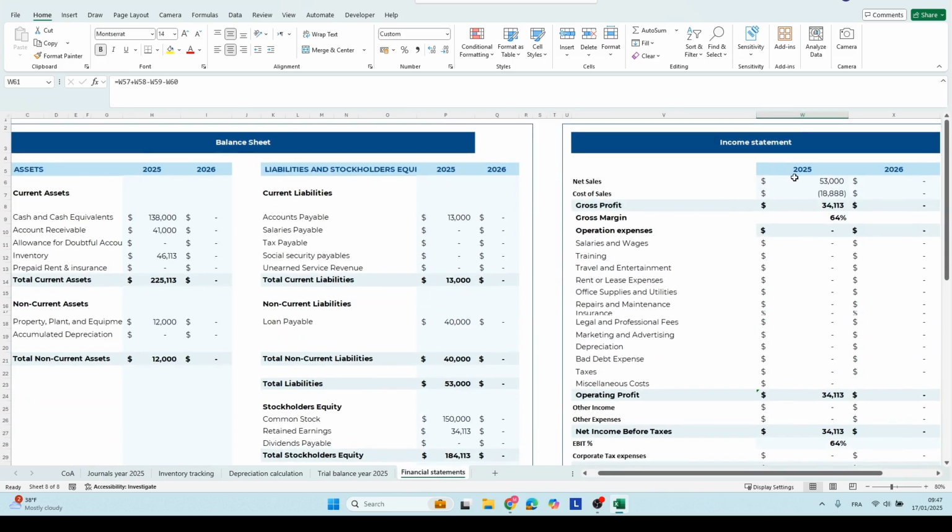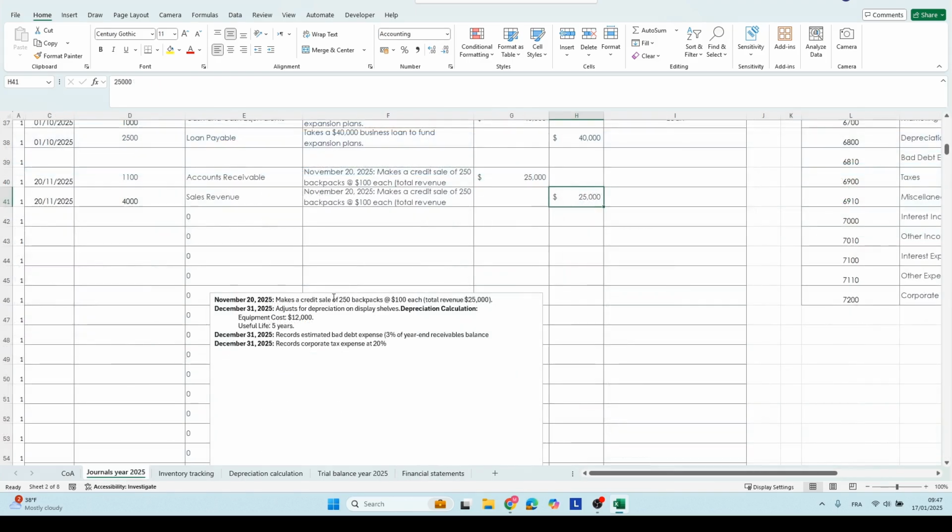You see our net sales increased, and you see that we have a gross margin of 64%, which is very high. The reason behind this is that we haven't yet booked the cost of goods sold for these sales. So here we need to report the cost of goods sold. To calculate that, we need to go to the inventory tracking.